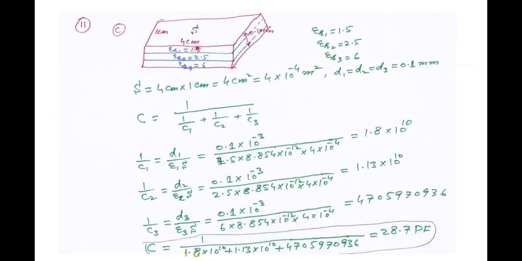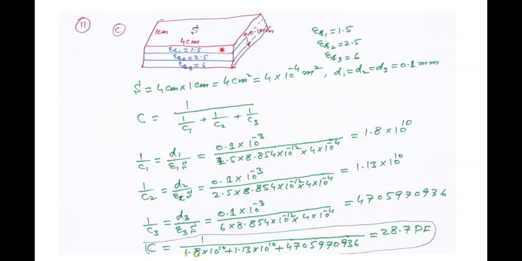So look at this, the area in meter becomes equal to 4 into 10 power minus 4 square meter. D1 is equal to D2 equal to D3, which is 0.1 millimeter. The relative permittivity of material 1 is 1.5. The relative permittivity of the second material is 2.5. The relative permittivity of the third material is 6.